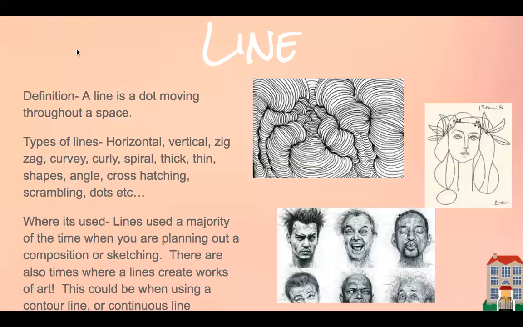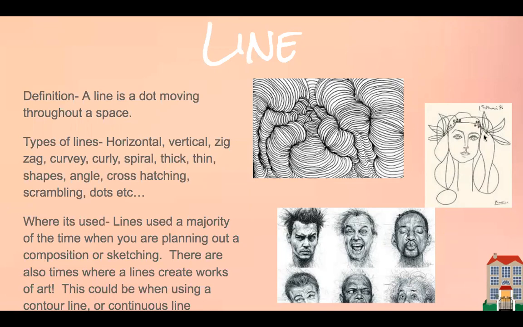A line is a dot moving through a space. So it starts in one spot and it just keeps on going. There are many different types of lines, like horizontal, vertical, zigzag, curvy, curly, spiral, thick, thin. Shapes are made out of lines, angles, cross hatchings. It's supposed to be scumbling, and just random dots. Those are all different types of lines.